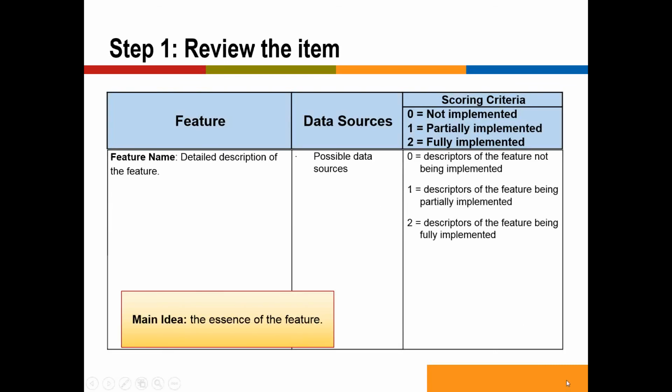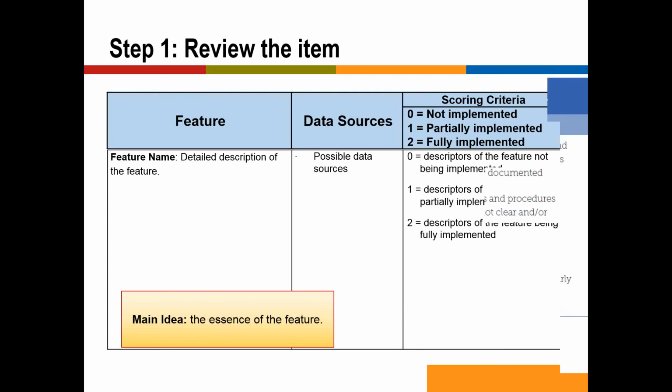So step 1, you review the item. Each item of the TFI is structured by feature, data source, and scoring criteria. Each item is structured in the same way. The feature will explain the PBIS feature that is being evaluated. The data sources will list the data source, where they should be present, and how to arrive at the score. The scoring criteria is the same for each item. 0 is not implemented or not in place. A score of 1 indicates that the item is partially implemented, and a score of 2 indicates that the item is fully implemented.